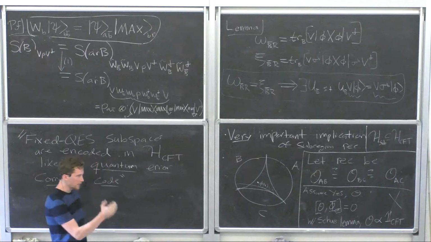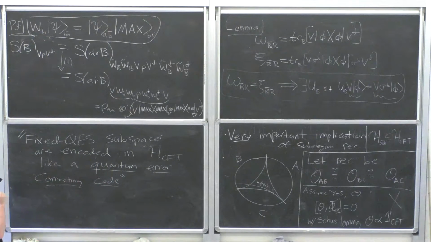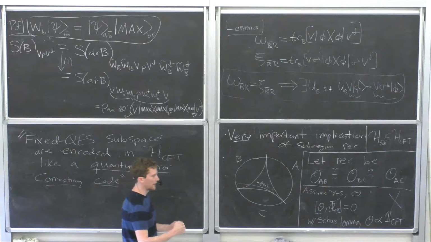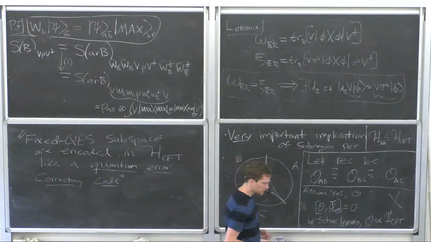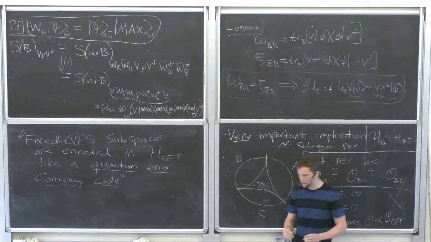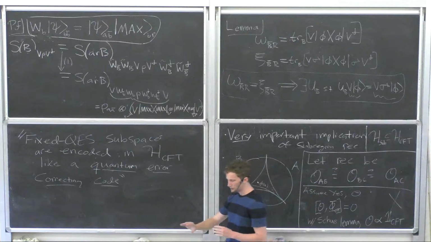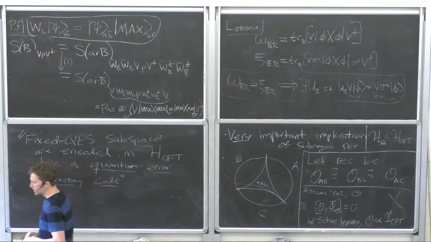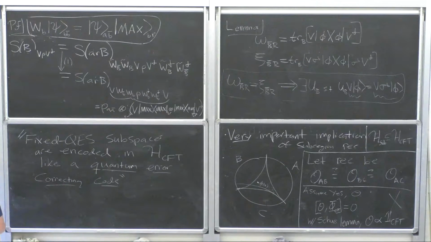So that's going to lead us to trying to understand bulk reconstruction generally, outside of just fixed QES subspaces. So we'll write down a Theorem 2, which will look a lot like Theorem 1, but generalized away from that assumption. And then we'll discuss it. We'll understand what it says. And that's next time. Thank you.